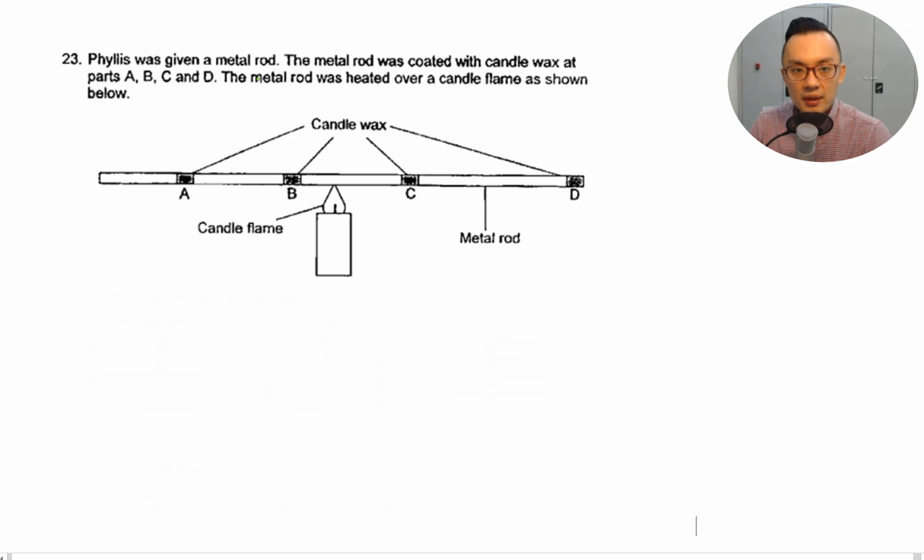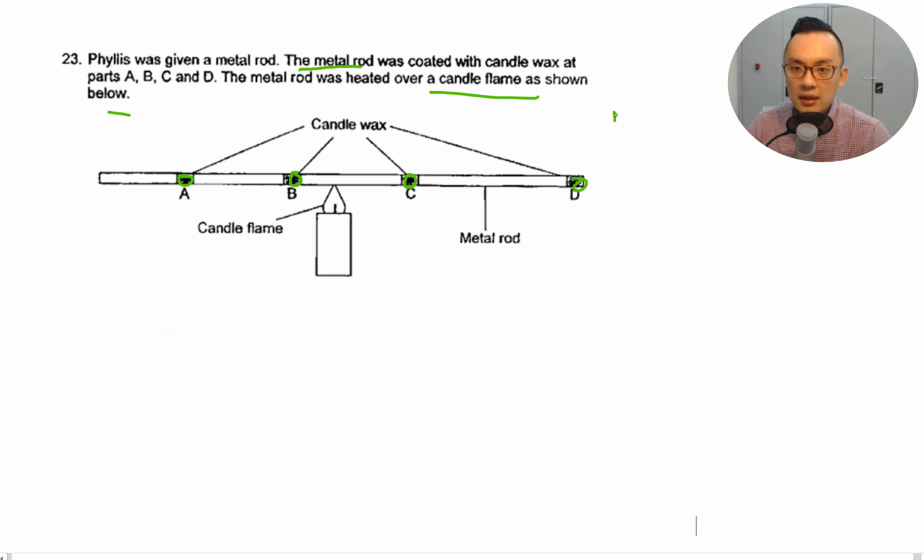Phyllis was given a metal rod. The metal rod was coated with candle wax at parts A, B, C, and D. The metal rod was heated over a candle flame as shown below. So candle wax here, here, and here. All right, so over here.